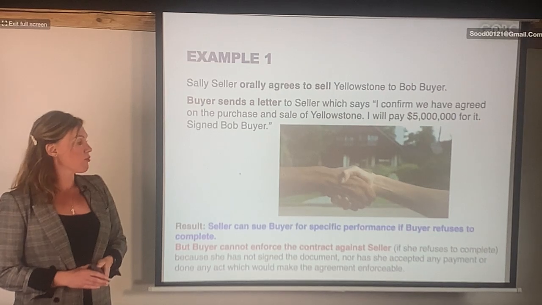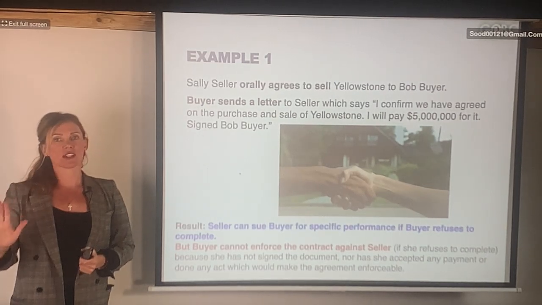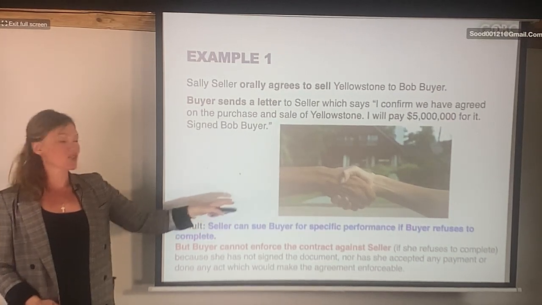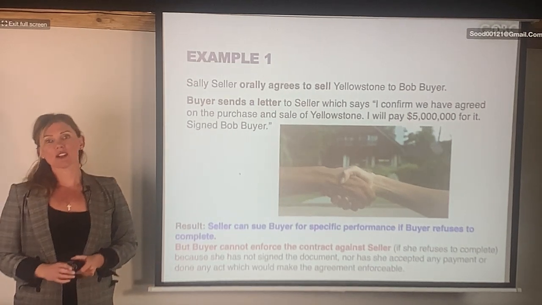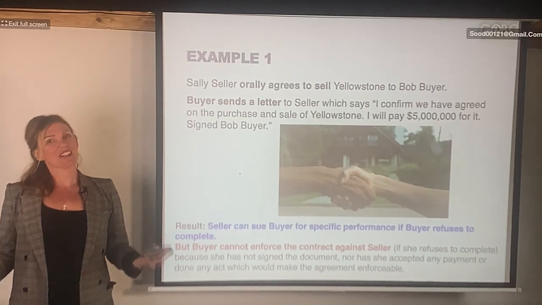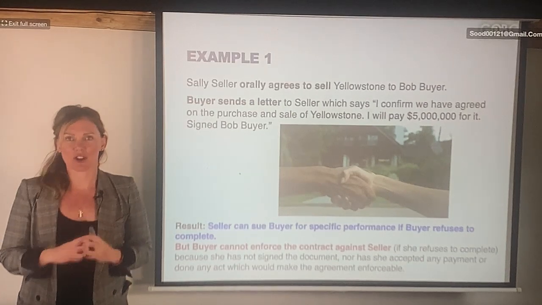So the seller can sue Bob for specific performance if Bob does not continue with the contract, because she has proof of his signature saying that I will buy the property for $5 million. If he decides to get out, she can sue him. She can make him complete if she wants to, but the buyer cannot enforce it. Why can he not enforce it? Because did Sally sign the contract? No, she did not. So in reality, we need to make sure everything is legitimately done, everything is in writing, and the signatures are on the contract itself.